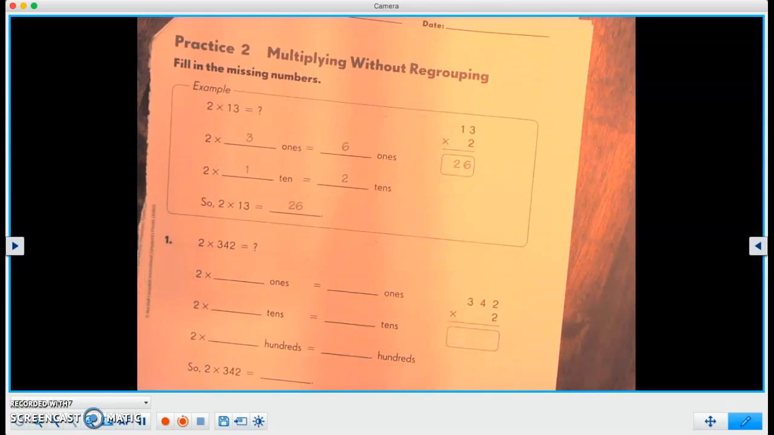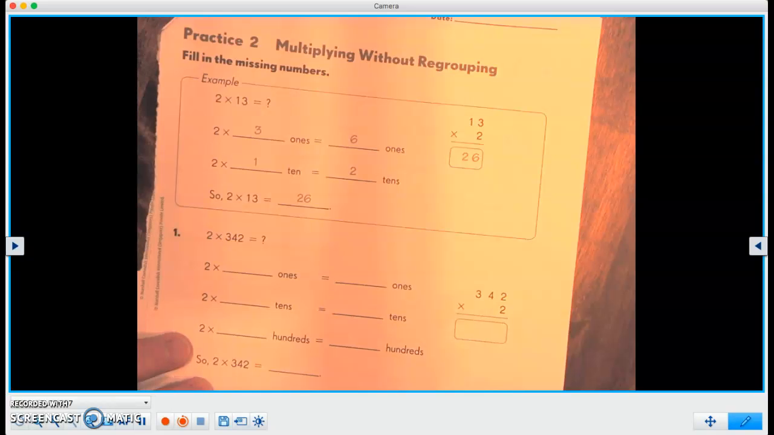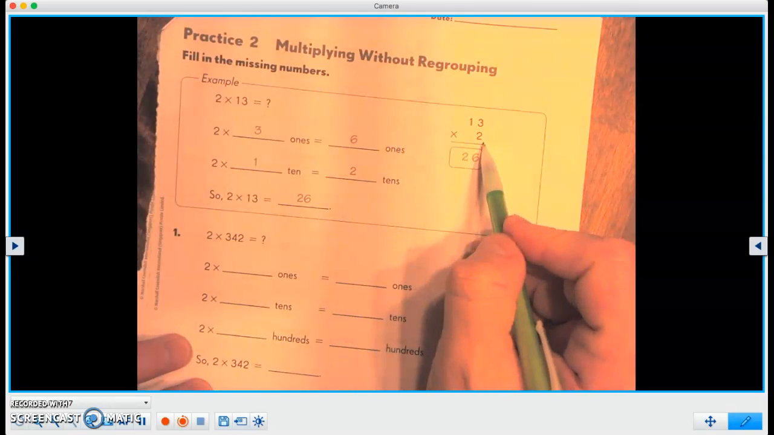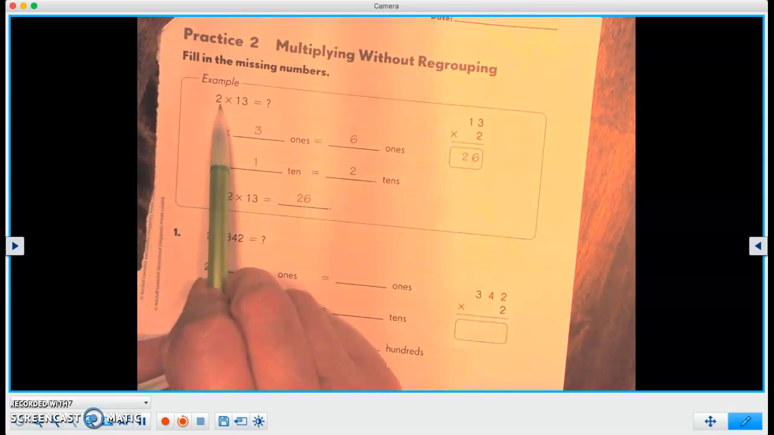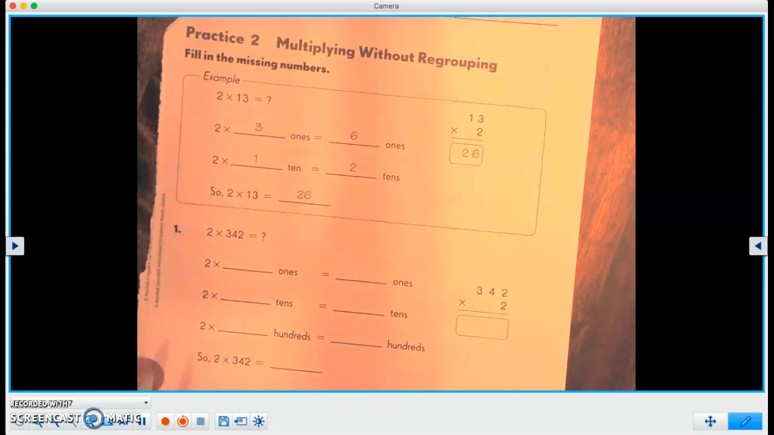All right there, boys and girls, here we are, chapter 7, practice 2, multiplying without regrouping. So let's take a look at this example. It's going to say 13 times 2, and over here 2 times 13. So same question, right, just written out a little bit differently.